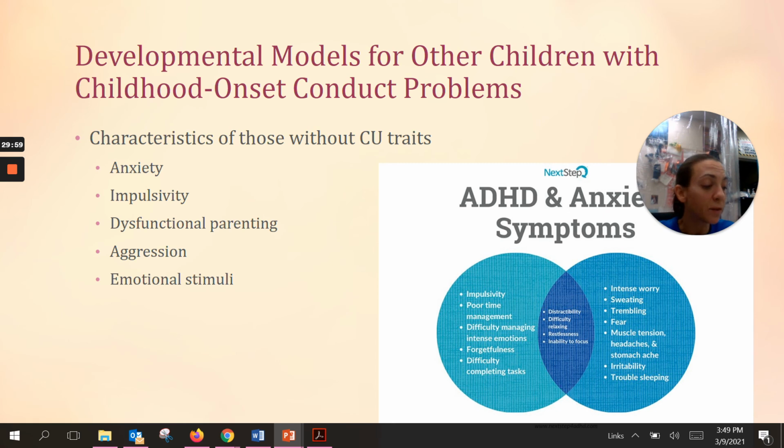Those who show high levels of impulsivity often have deficits in verbal intelligence. They have a hostile attribution bias in society where they perceive all ambiguous situations as hostile. Dysfunctional parenting most often shows itself in the form of inconsistent discipline, absent parenting, or lack of attention. Aggression: those without CU traits are less likely to be aggressive and only show reactive, not proactive aggression. And emotional stimuli: those without CU traits are highly reactive to emotional stimuli. So they have that emotional reaction to things that those with CU traits often don't have.